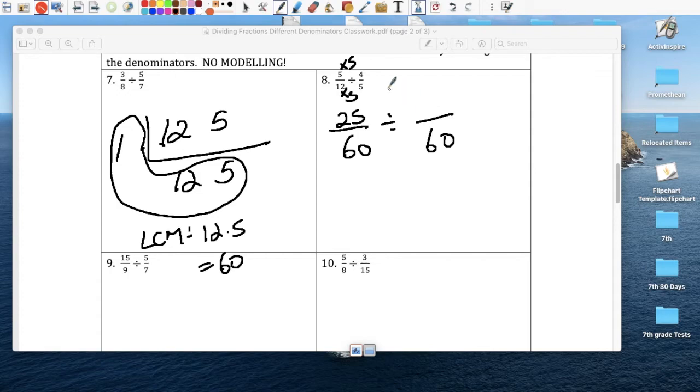5 times what is 60? 5 times 12 is 60. So I multiply the top by 12. And 4 times 12 is 48. Cross, cross. 25 out of 48.